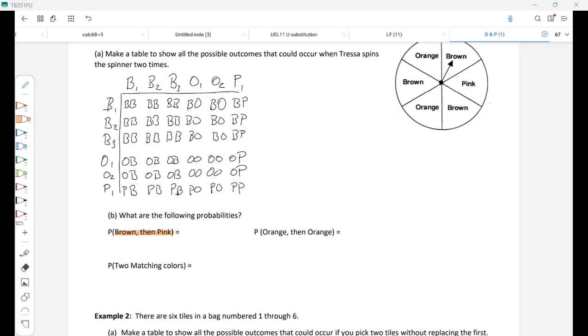The way this is worded, we do care about that order. We want a brown on our first spin and a pink on our second spin. And the only spot that I see that in the table is those 1, 2, 3 different ways right there. There are 3 because there are 3 different ways to get that first brown. Then you're kind of locked in on getting that pink.